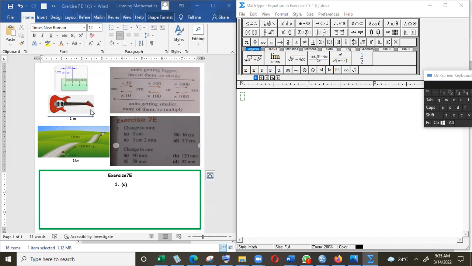Now the meter is bigger than the centimeter. You need 100 centimeters to make up a meter. Okay, so the meter is bigger than the centimeter. Now the kilometer is the biggest. The kilometer is bigger than the meter. You need 1,000 meters to make up a kilometer.